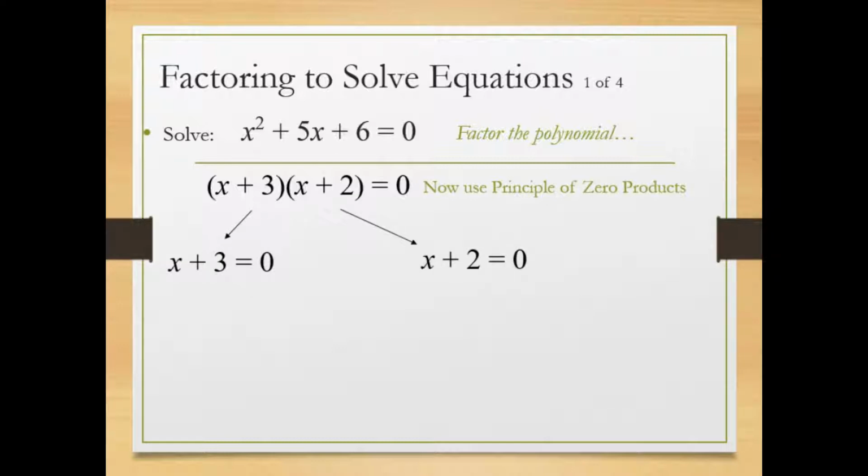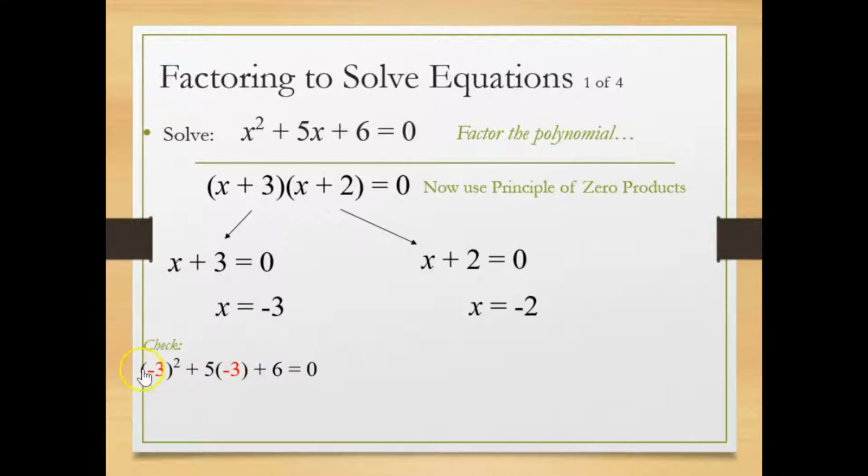for our solution. One or the other of these factors has to equal 0. Solving for x, here we'll subtract 3 from each side, and solving for x in this possible factor results in x equal -2. The check of our solution of -3 and -2 is as follows.